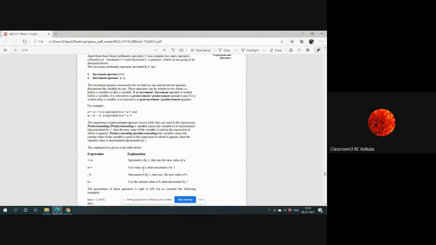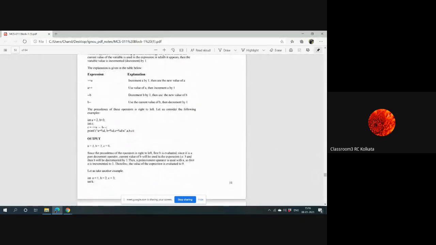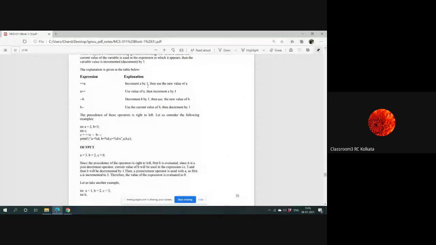So now, what is the difference between plus plus a and a plus plus? Just check carefully what is written: increment a by 1 and then use the new value of a. If you write plus plus a, that means it will increment the value of a by 1 and at the same time it will use the new value of a. But if I write a plus plus, that is plus plus at the end, it increments the value but uses the old value of a, and then increments.